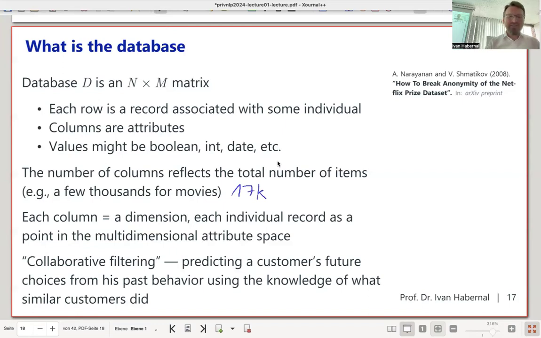Makes sense. Of course, if you're the good guy, you're trying to do the task of collaborative filtering, which is predicting a customer's future choices from his past behavior using the knowledge of what similar customers did. Everybody knows that if you like this movie, you might like that movie; if you like this product, you might like that product. And 70,000 is a lot, it's super high dimensional. Think about Amazon products. How many products are on Amazon, by the way? I'm sorry for this, it's just one search in Google apart.